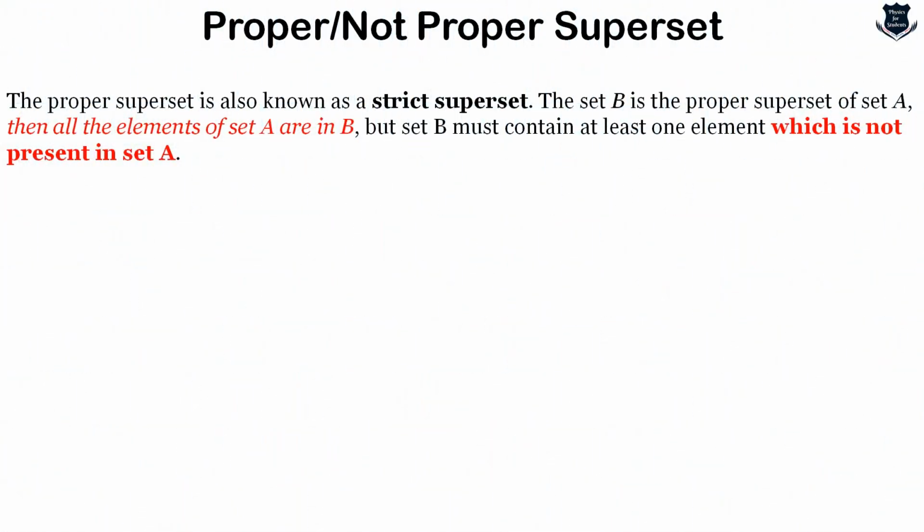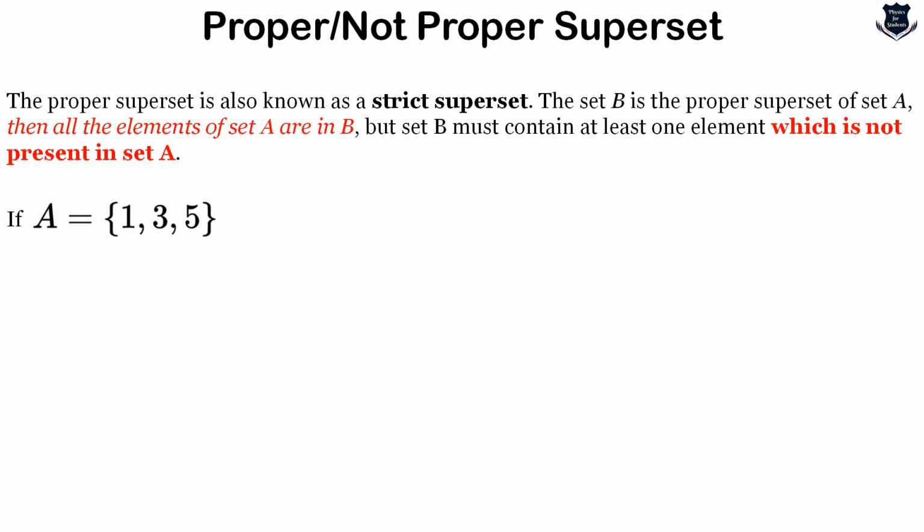It will be the same as a normal superset. The proper superset is also known as a strict superset. We will come to this later. If the set B is a proper superset of A, then all the elements of set A are in B, but set B must contain at least one element which is not present in A. So you see, it follows the same rule as a proper subset.